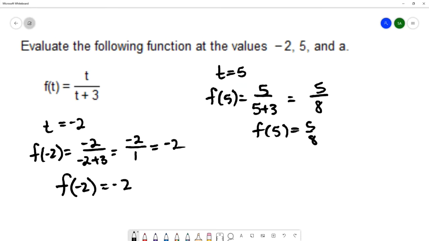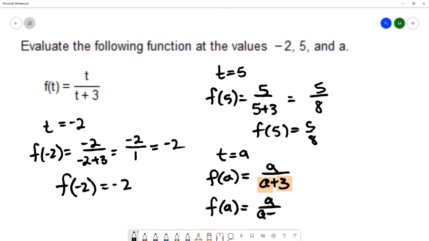And then finally, we're going to evaluate at a, at t equals a. F of a is a over a plus 3. And a is a value that we don't have a specific number value for. So this is as far as we can go with simplifying. A and 3 are not like terms. We can't combine them together. And then we're also not able to do that division. So f of a is a over a plus 3.